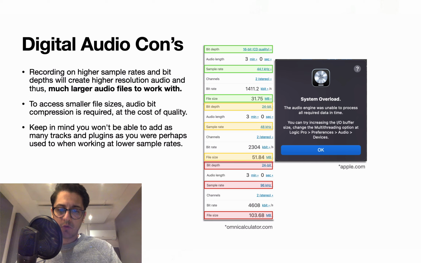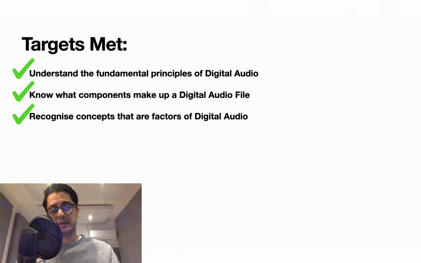But like I said, these are all factors that are taken into consideration when considering whether or not you should work at higher sample rates and bit depths. And thanks to this mini lecture, we know what it all means when we put it together. So, hopefully you have learned something and our targets have been met.